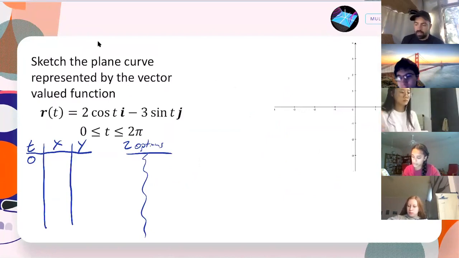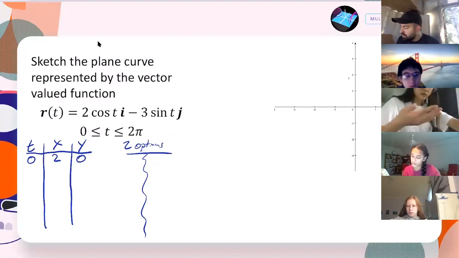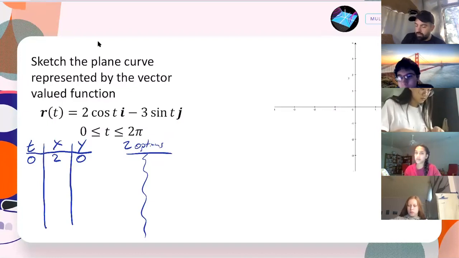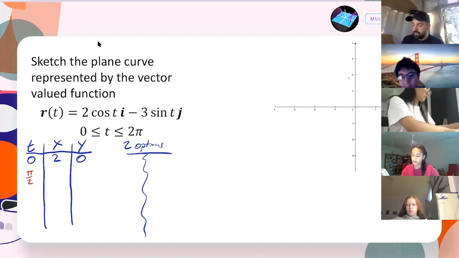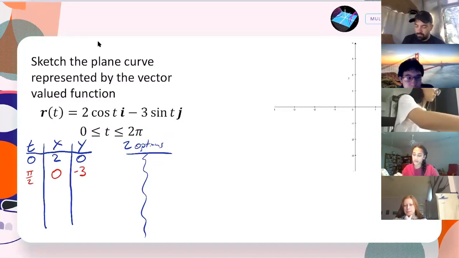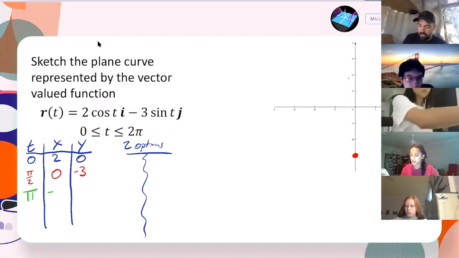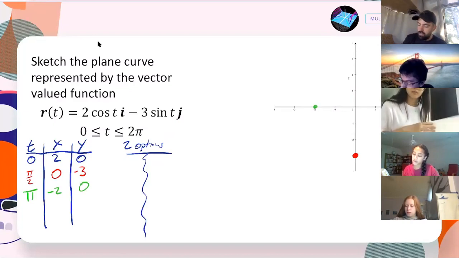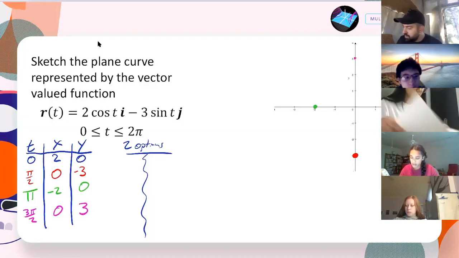x is going to be 2 times the cosine of 0, which is 2. y is going to be negative 3 times the sine of 0, which is 0. So we'd have a point over here. We could pick other easy values like pi over 2. 2 cosine of pi over 2 is 0. Negative 3 sine of pi over 2 is negative 3. So we're going to be down here. You can pick pi. That's going to give me a negative 2 and a 0, so I'm going to be over here. And then you could pick 3 pi over 2, which is going to give you 0 and 3, which is going to be up here.